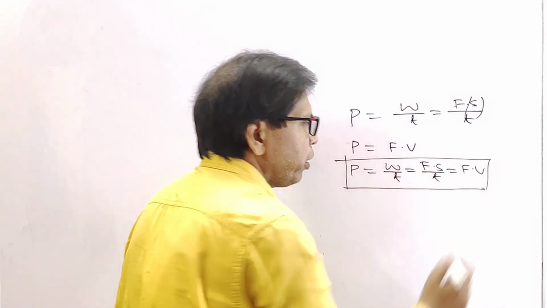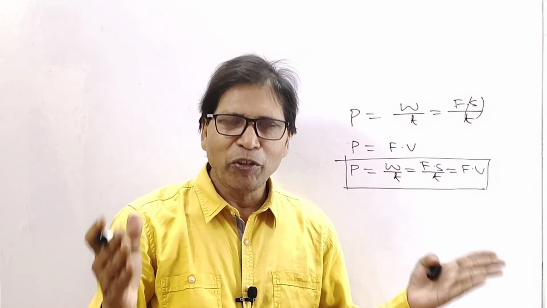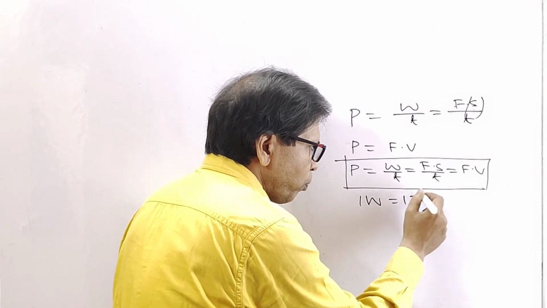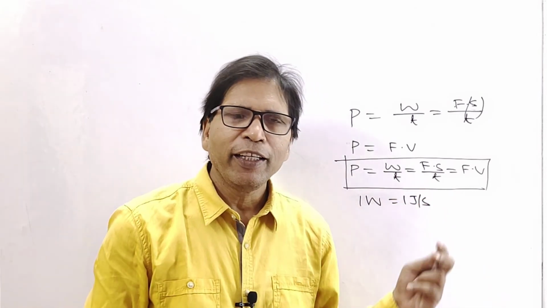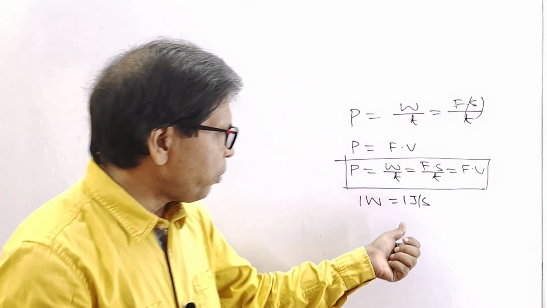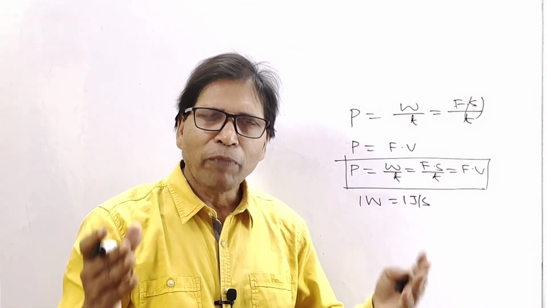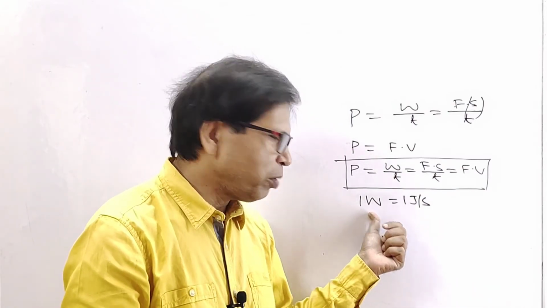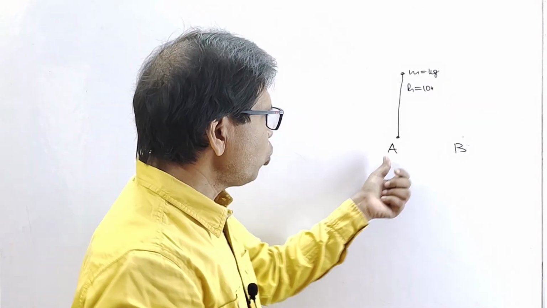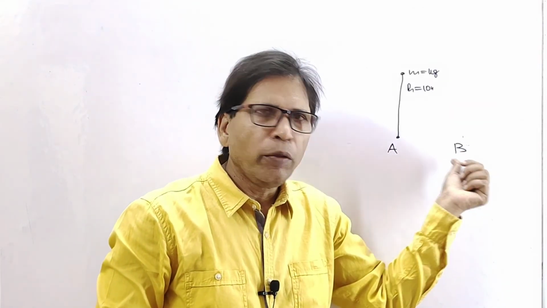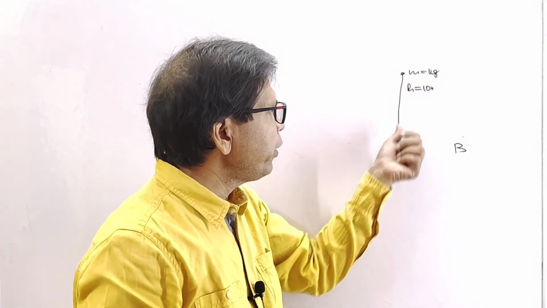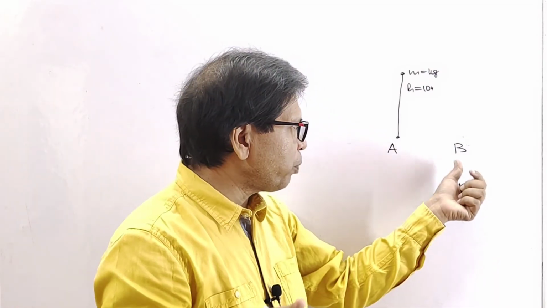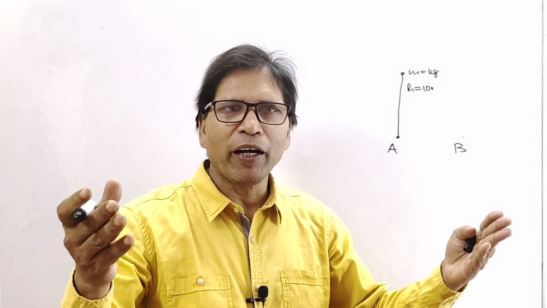Now the unit of power. In the SI system, the unit of power is the watt. 1 watt is equal to 1 joule per second, and in the CGS system it is erg per second. If a person or a machine performs 1 joule of work in 1 second, then its power is 1 watt. Okay. Now two persons, A and B, both lift a 10 kg mass through 10 meters, but A performs it in 1 second, B performs it in 2 seconds. Which has more power?